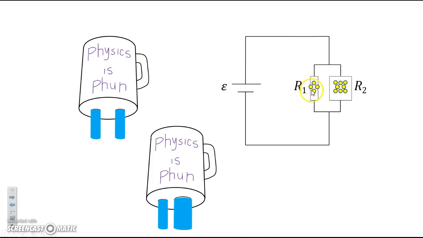You still have the same amount of current going through the first resistor as you had before. There's more current going through this resistor because R2 is lower than R1. It joins back together.